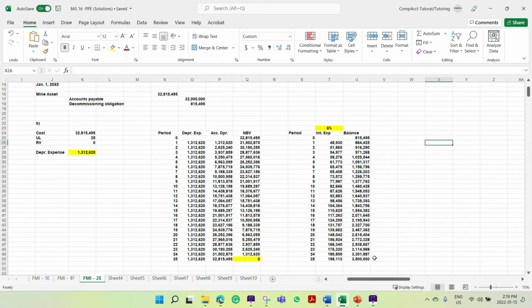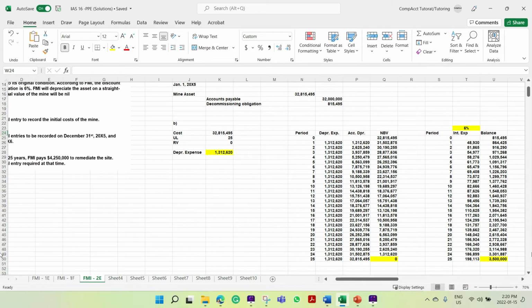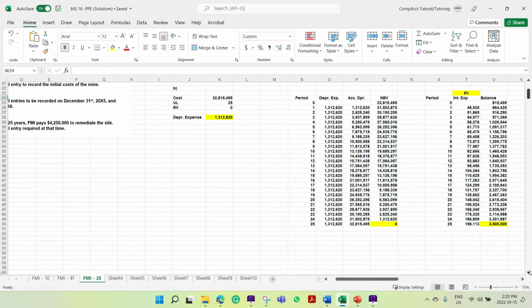So what I'm going to do is grab both cells and drag them down. And sure enough, the bottom number here is 3.5 million. Okay, so every year, obviously, because I'm building up, the amount of interest expense that's going to be charged goes up. And by year 25, that amount is 198,000. Okay, so now I've got my 2 tables. I'm going to move down and proceed with those entries.